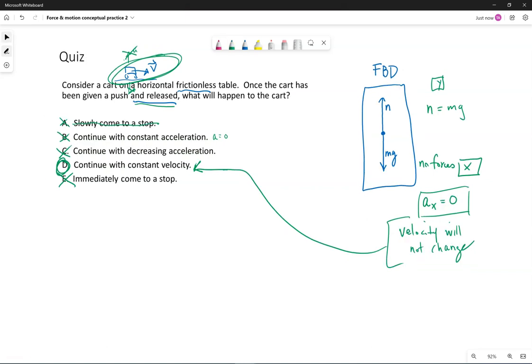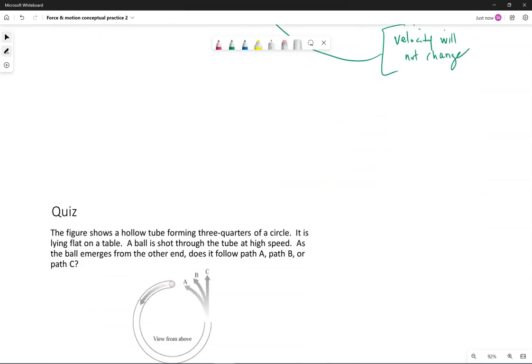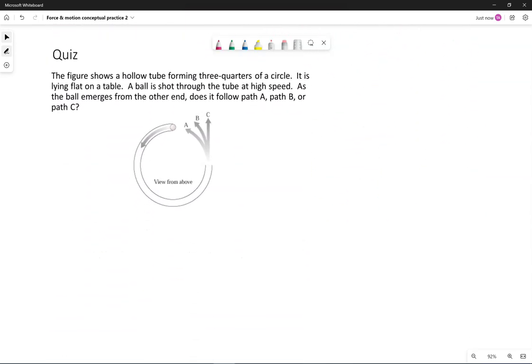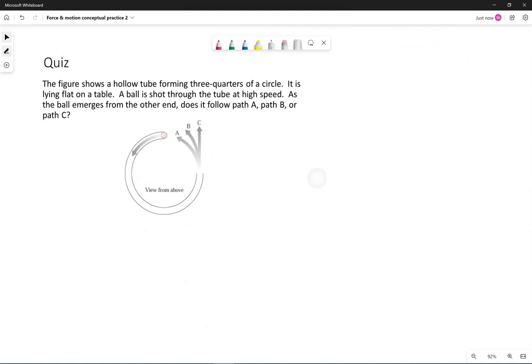All right, one more example. Well, and then another one. I said I'll do 3. So here's our second question. Please pause, decide what you think the answer is.